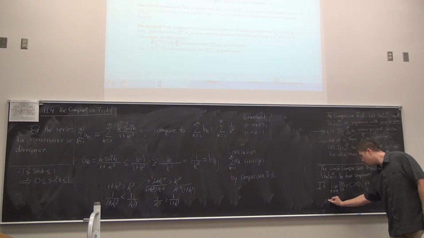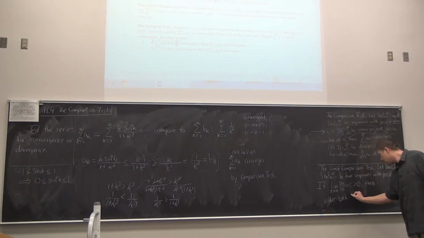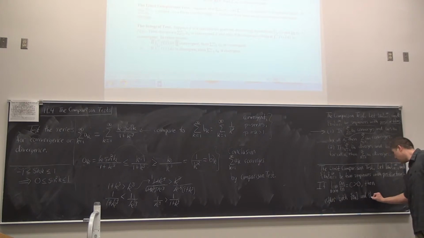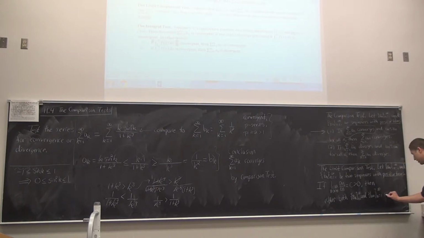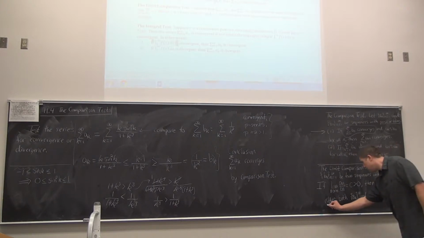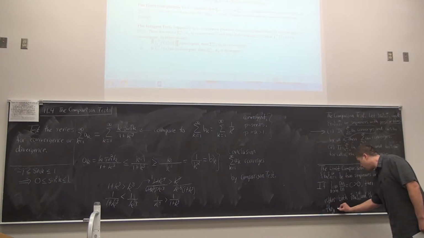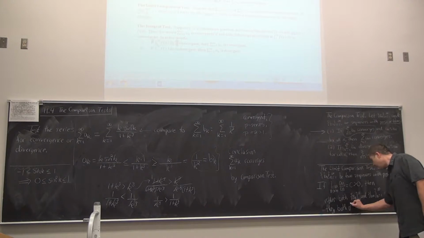Either both series, a sub n and b sub n, as n goes from 1 to infinity, converge, or they both diverge.